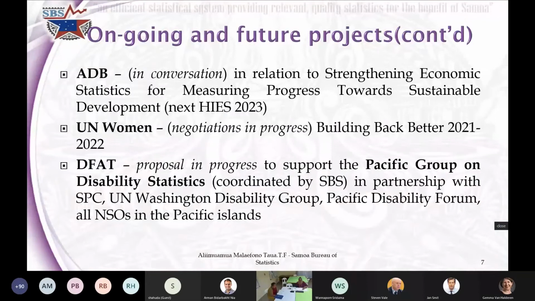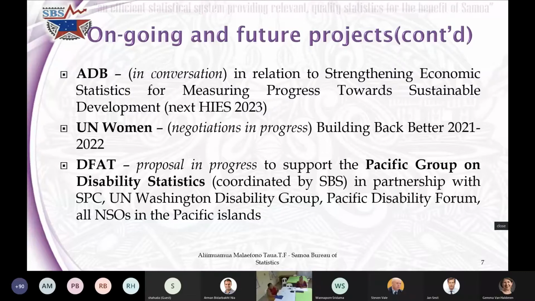Another project that we are in conversation about is with ADB, on strengthening economic statistics for measuring progress towards the SDGs. The conversation is around our next household income and expenditure survey by 2023. We've already had consultations with UN Women here in Samoa on the Building Back Better project, which has already started, but we're just moving in to see what we can do in the second half, because we are really busy with our population and housing census to be conducted in November of this year.